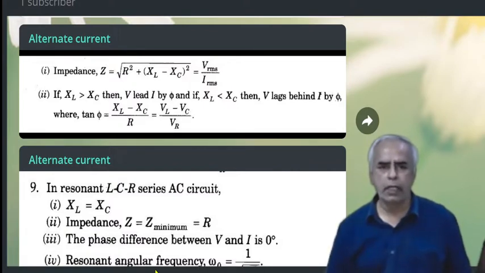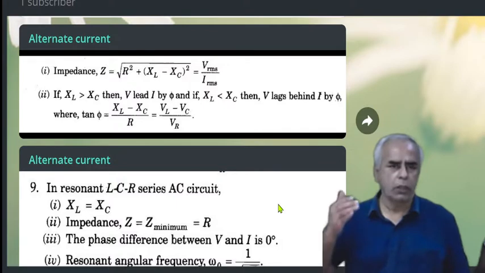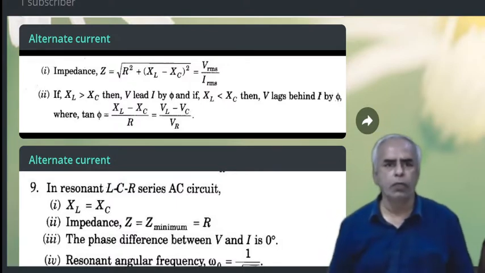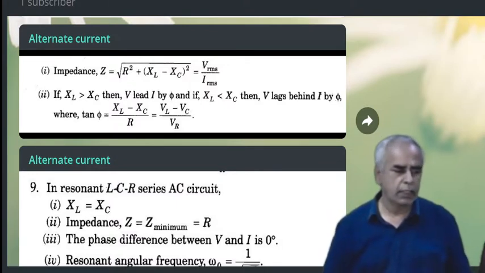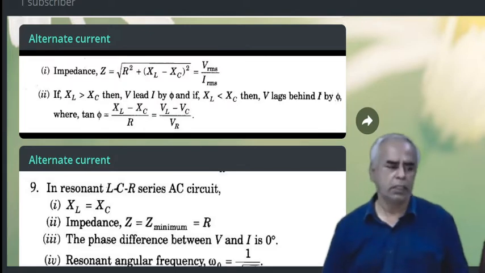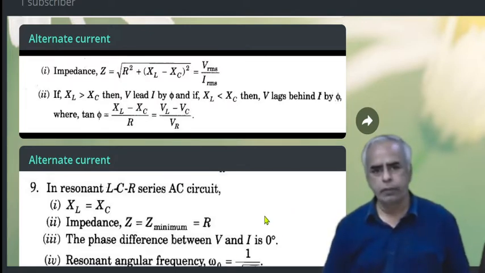Now the average power consumption, the P average, becomes maximum. Similarly, current becomes maximum, and I max is equal to V RMS divided by R. So these are all the important characteristics of LCR circuits connected with the AC in series. Got it? Right.